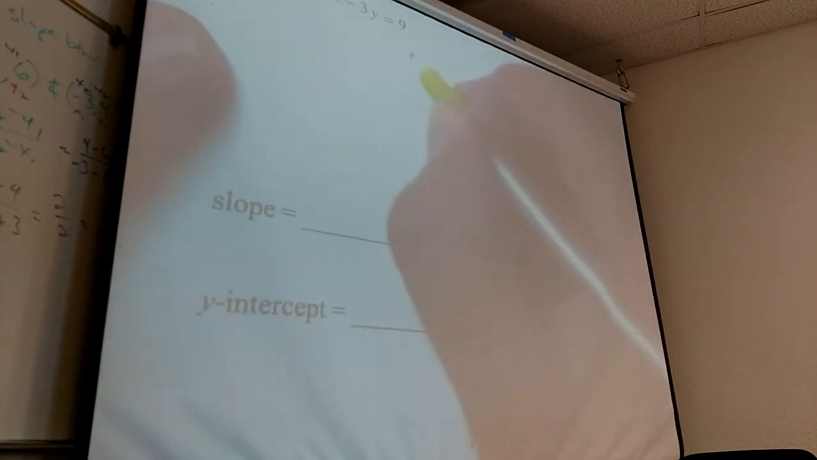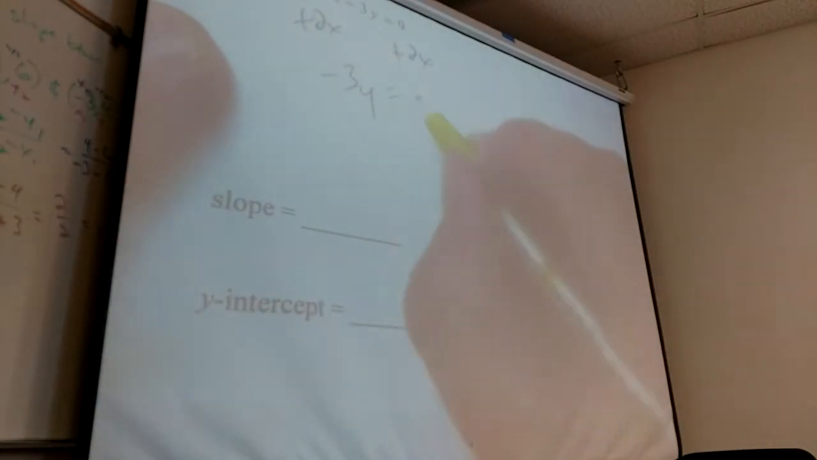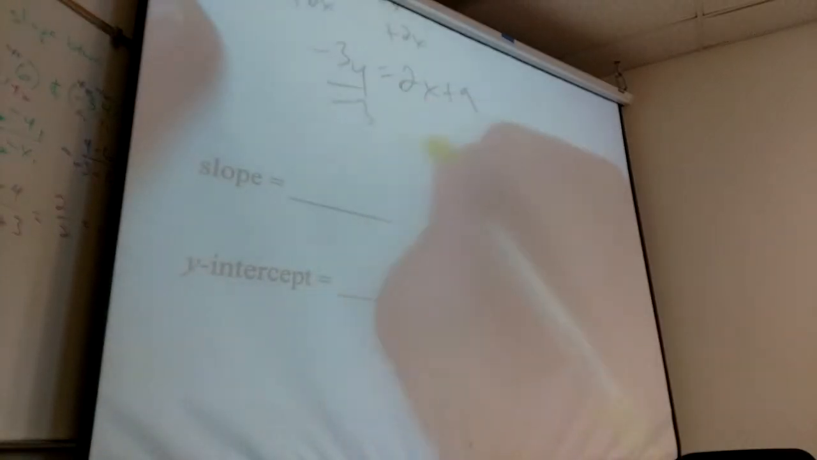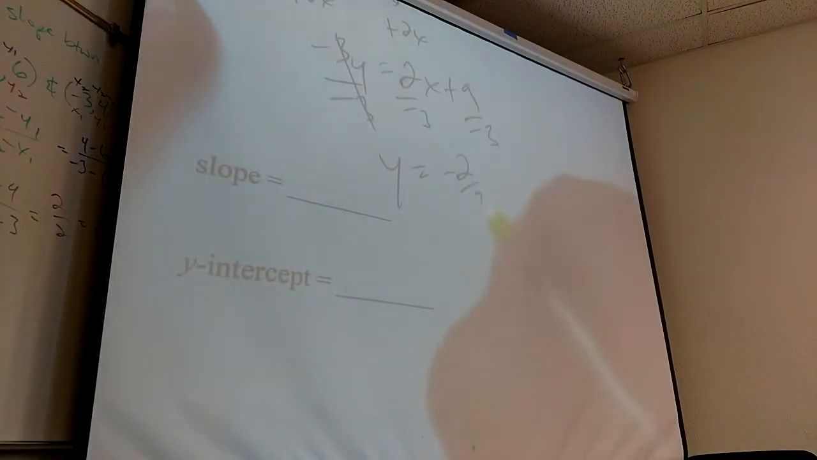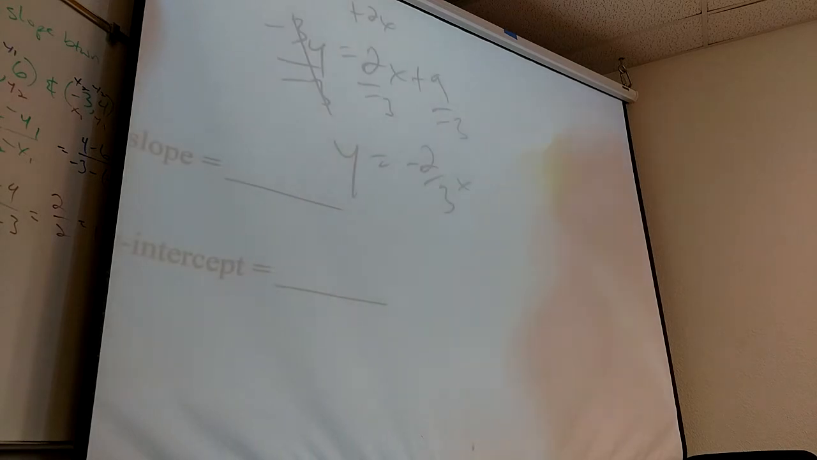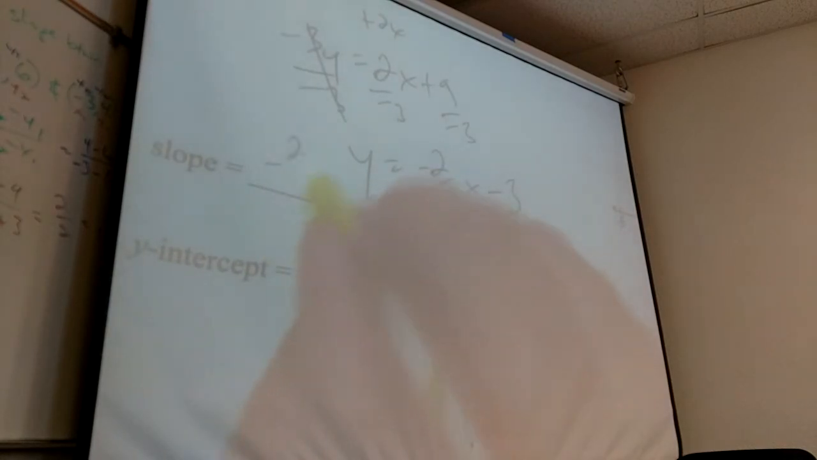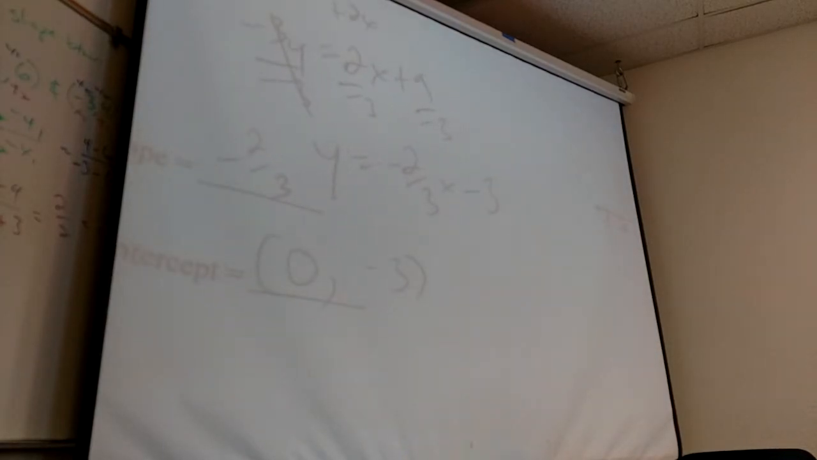What do I do first to get y by itself? 2x. Negative 3y equals 2x plus 9. Divide everything by negative 3. So then I get y equals negative 2/3 of x minus 3. Slope then is equal to negative 2/3. Y-intercept is negative 3. No, (0, -3). I know that seems picky, but it's for a reason.